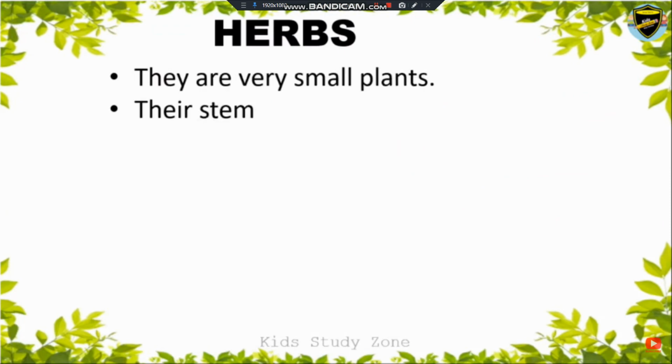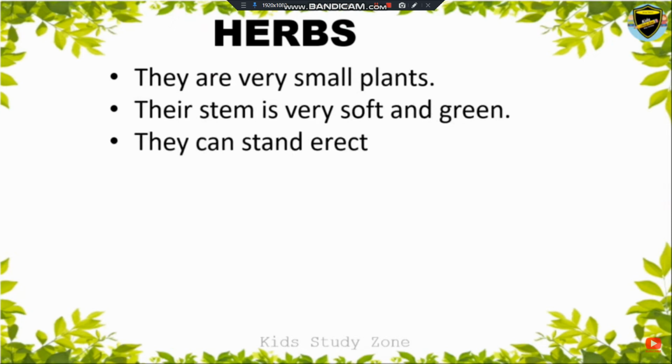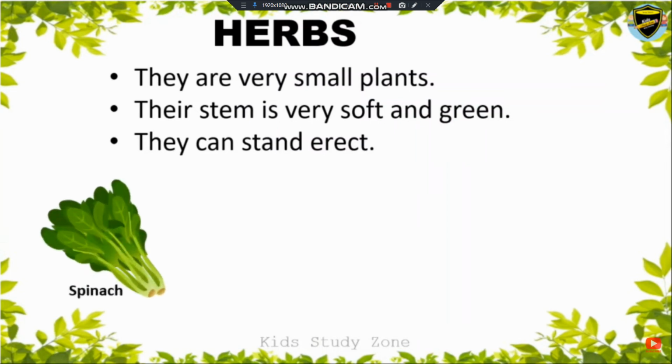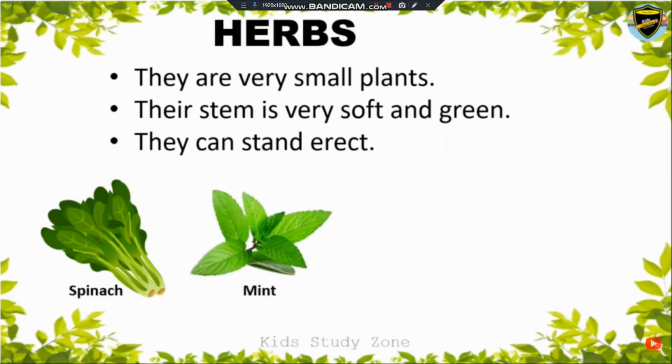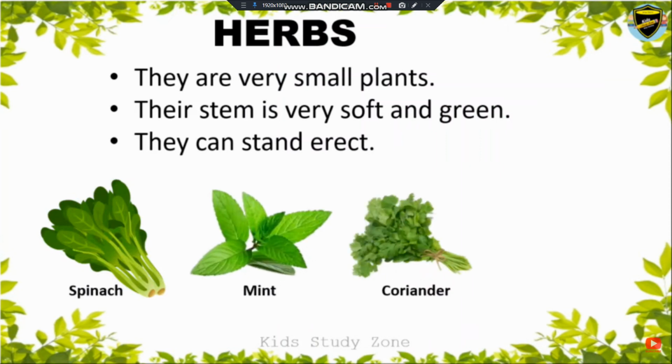They are very small plants. Their stem is very soft and green. They can stand erect. Let us see some pictures of herbs. Spinach, mint, coriander, grass. These are the examples of herbs.